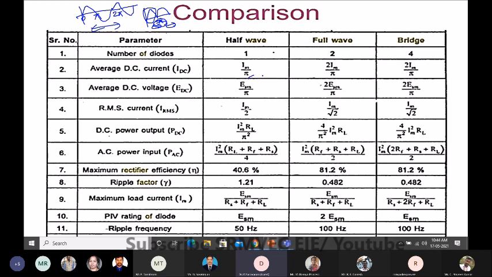When you integrate the input signal with respect to the sine wave, you will have this value: IM by pi, and for voltage, VM by pi. Then the RMS, root mean square value for the AC component, is IM by 2. And for full wave, that is using center tapping, that is 2 diodes. There are 2 diodes here, here it is 4 diodes, and here it is without a center-tapped transformer, the bridge type. That is what we call the advantage and disadvantage, and we have the values.